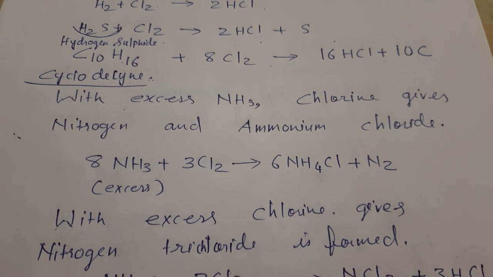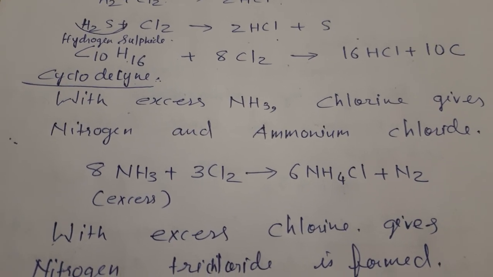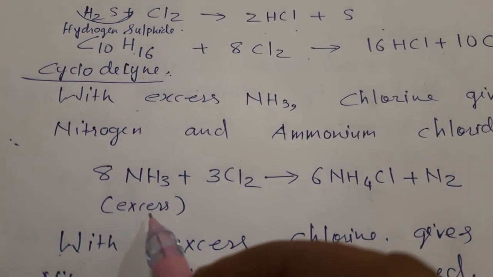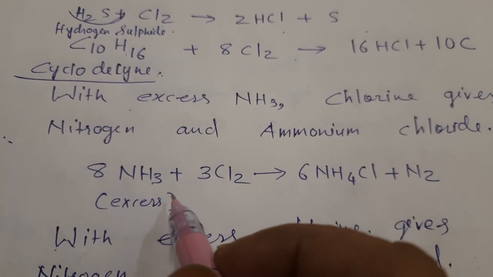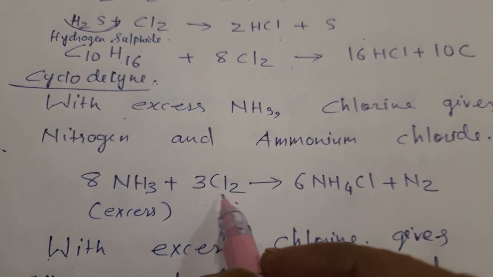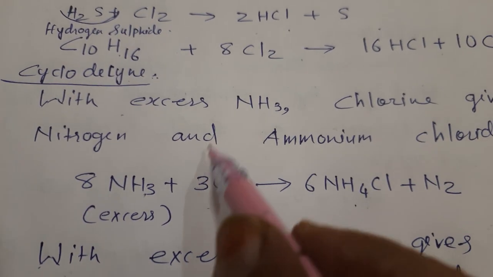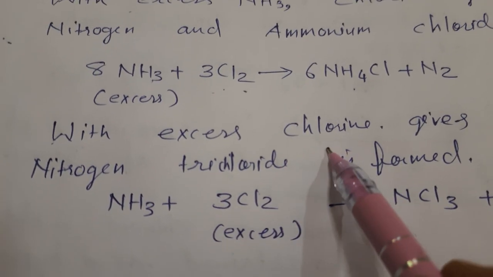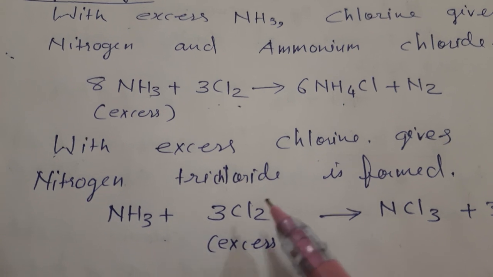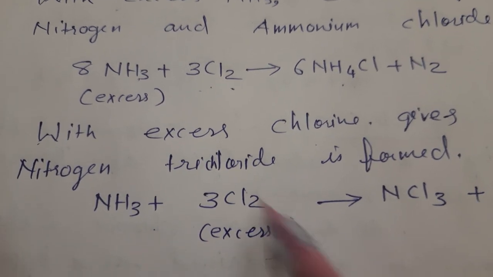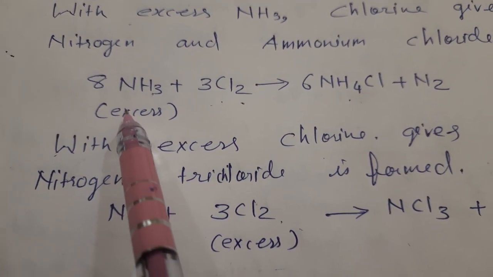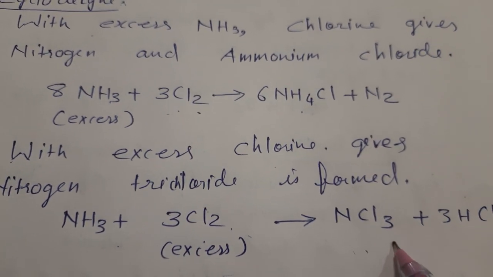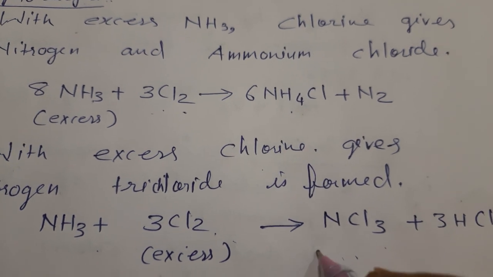Ammonia plus Cl2 will give us ammonium chloride, and nitrogen gas will be produced. How the question will come: when ammonia in excess is treated with chlorine, the product will be different. When chlorine is in excess, then the product will be different. When excess chlorine is there, then ammonia plus chlorine, that is in excess. दोनों में देखो यहाँ, here NH3 is in excess, here chlorine is in excess. Then this is nitrogen trichloride, which is an explosive.